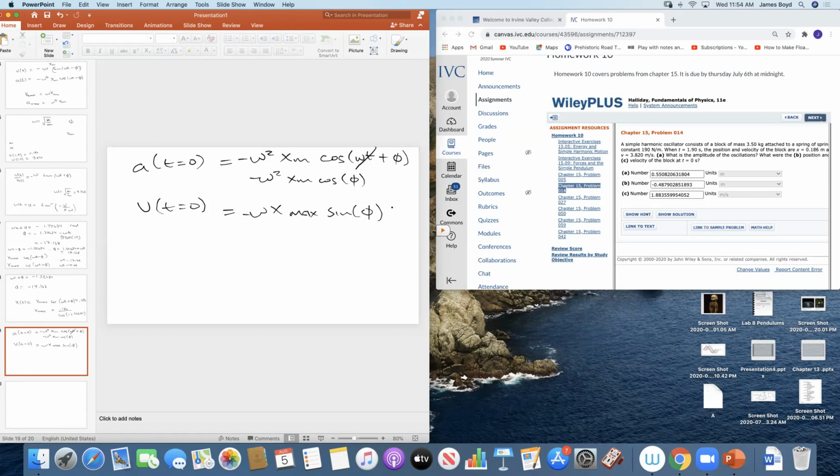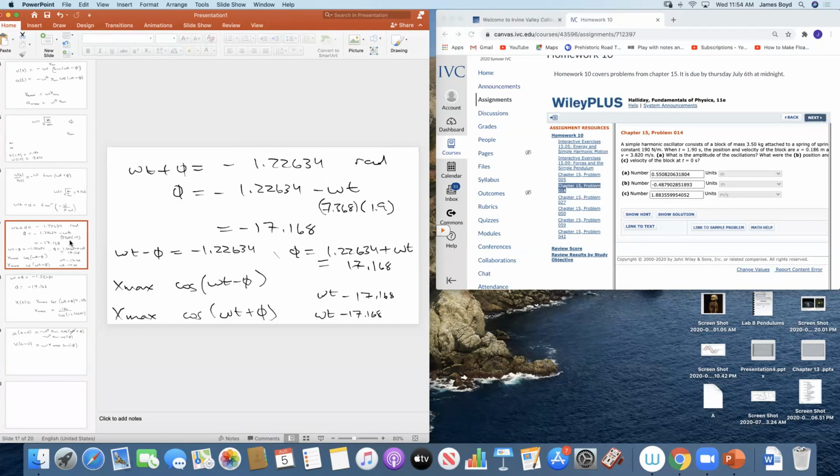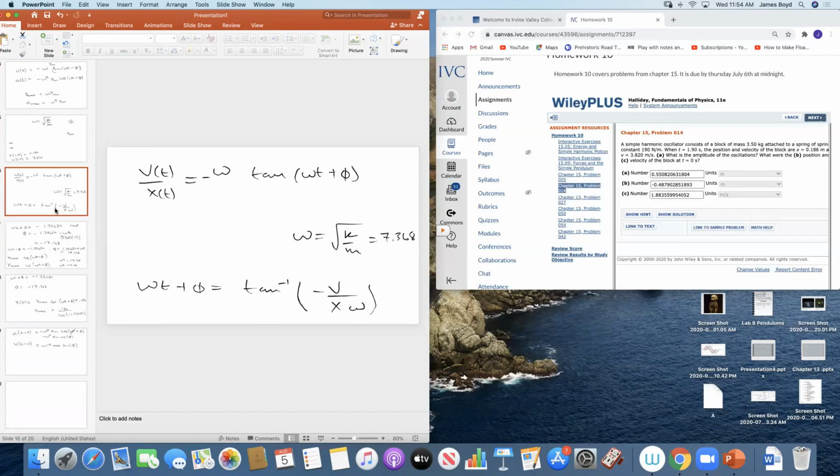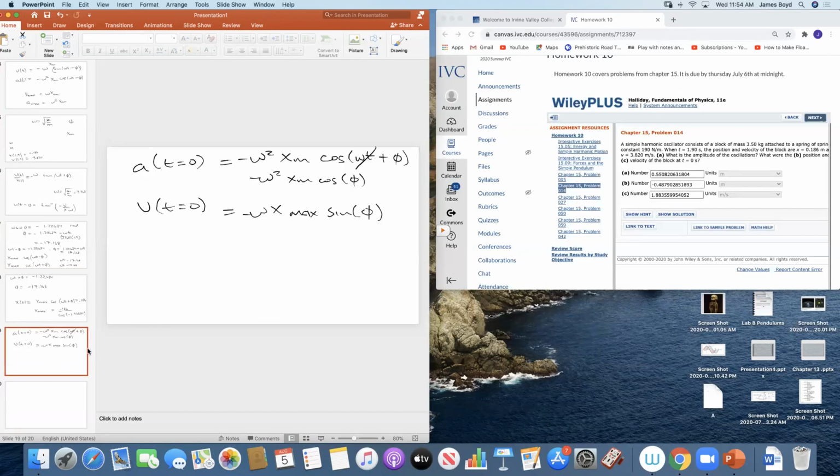To make sure, let's double check answer C, the acceleration. What was omega? 7.368. So 7.368 times 7.368 times 0.5508 times cosine of negative 1.22634. And I get negative 10. Why am I off? What did I forget?